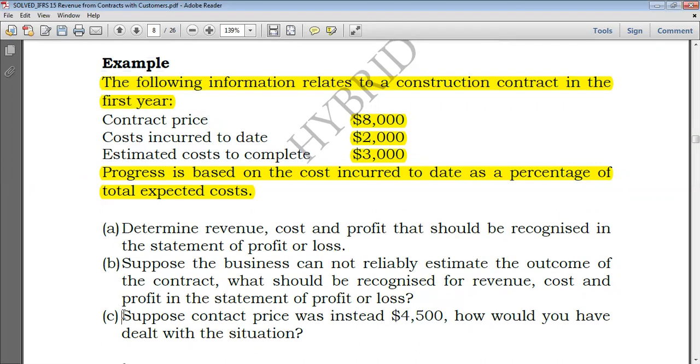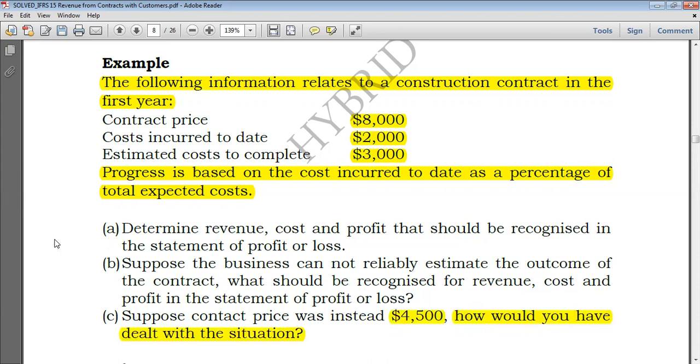But as for C, we are told, suppose the contract price was instead 4,500. So we presume that our contract price wasn't 8,000. It is no longer 8,000, but it is 4,500. What should we do? We are told, how would you have dealt with the situation? How are we going to deal with our situation at hand when we encounter something like this?